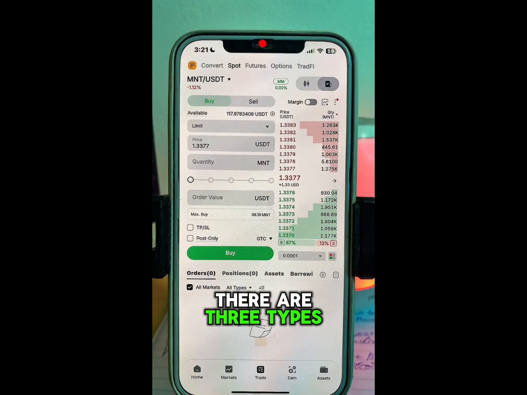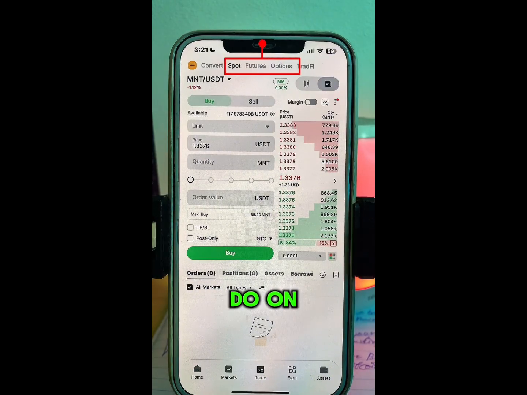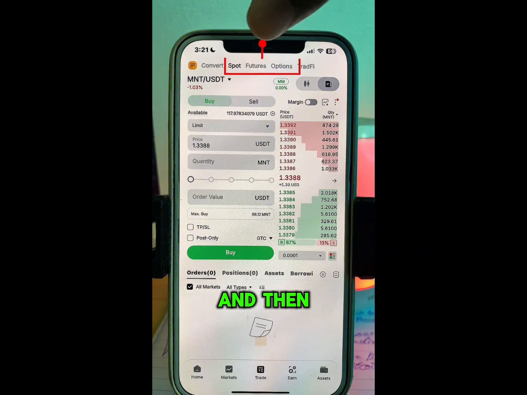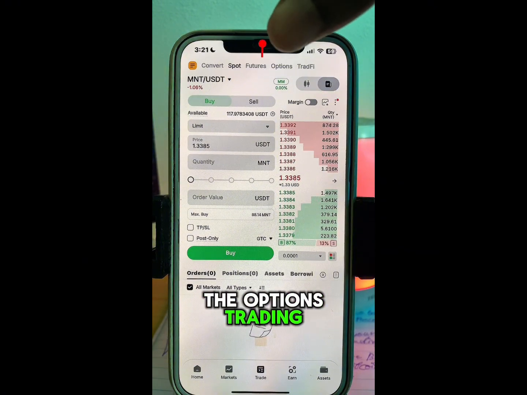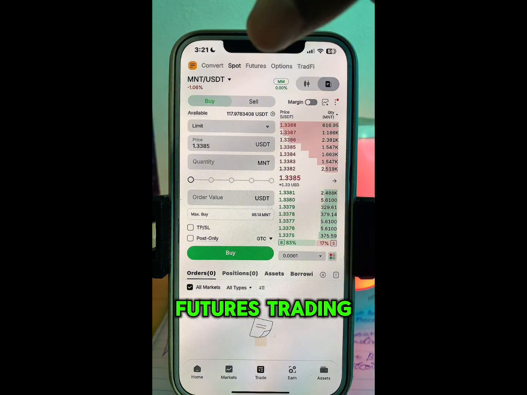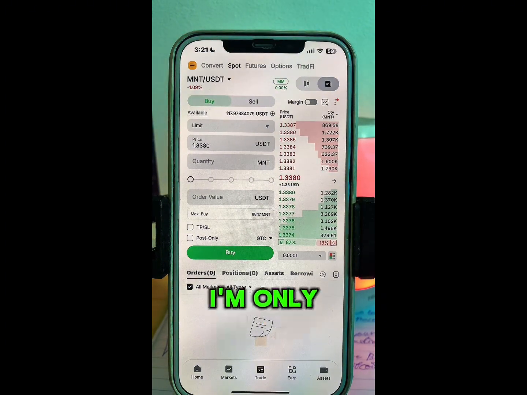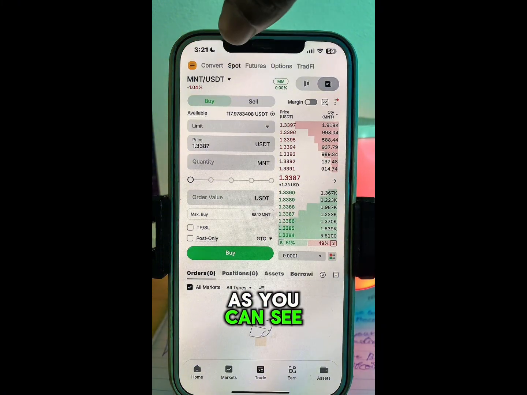There are three types of trading you can do on Bybit. We have the spot trading, we have the futures trading, and then we have the options trading. But in this video, I'm only going to focus on the spot trading, as you can see there.